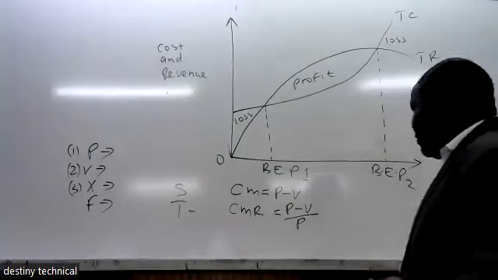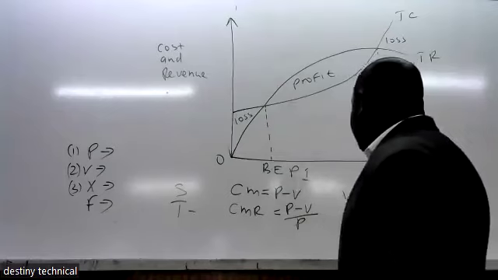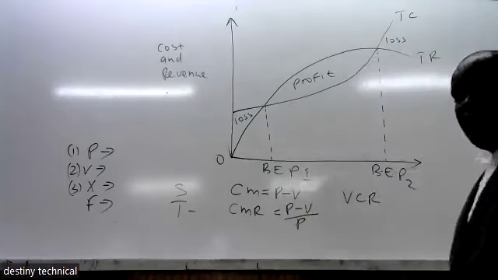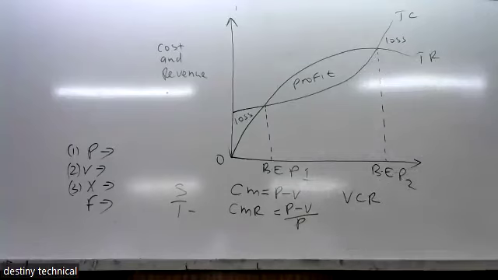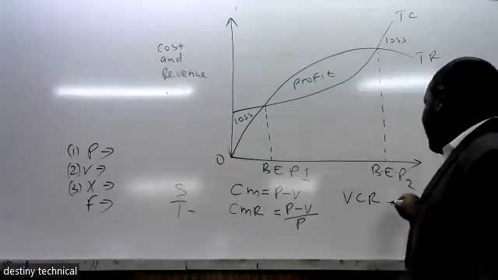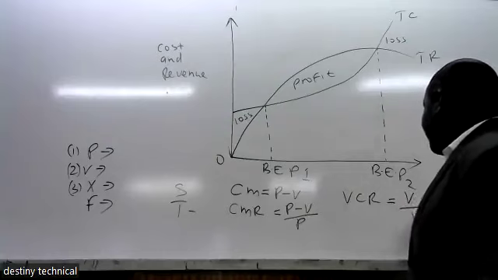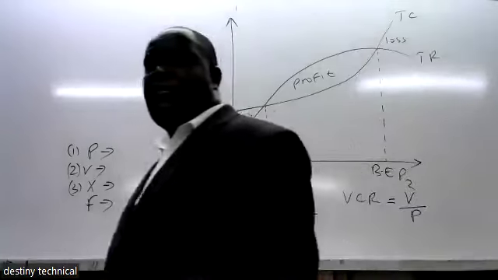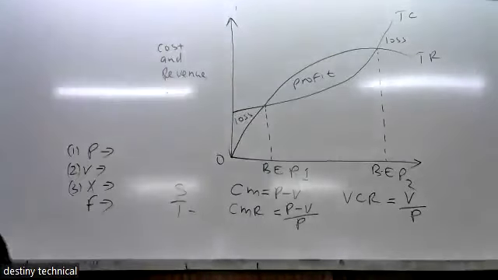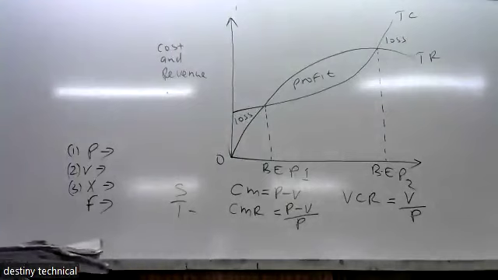Then there is also VCR. VCR is the variable cost ratio, and it is equal to V divided by P.